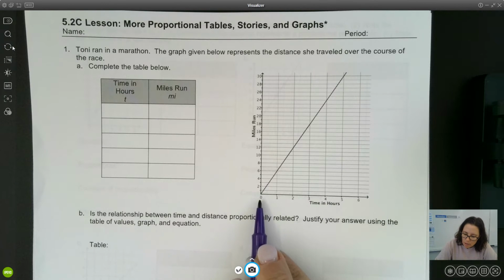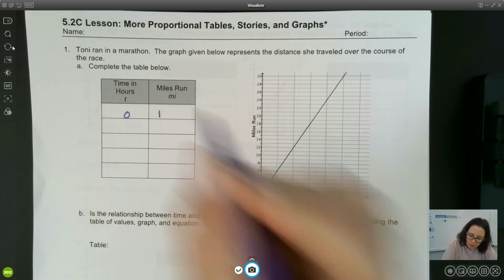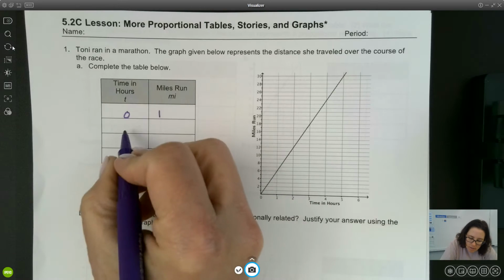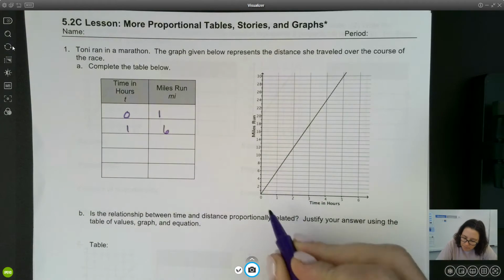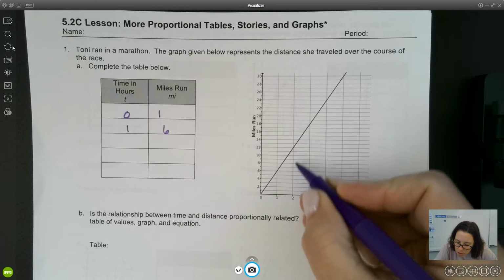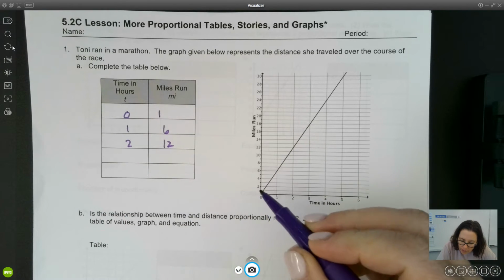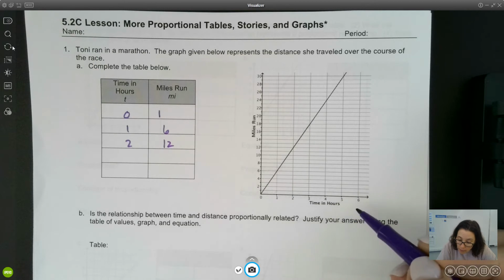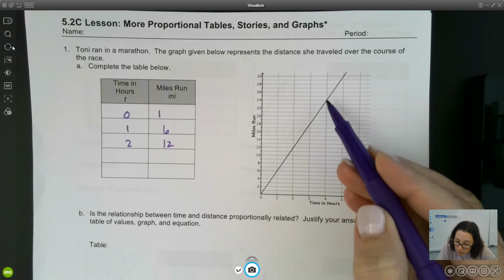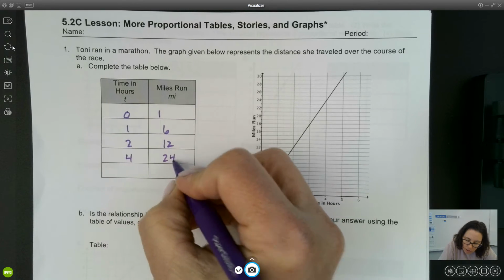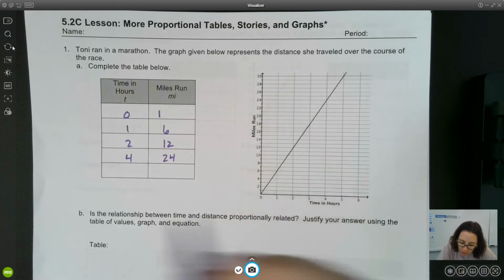So at 0 hours, she's gone 0 miles. At 1 hour, she's gone 6 miles. At 2 hours, she's gone 12. Okay, and I can pull whatever values I want out of here. I can jump around if I want to. I can go to 4 and go up to 24. And then 5, 30.